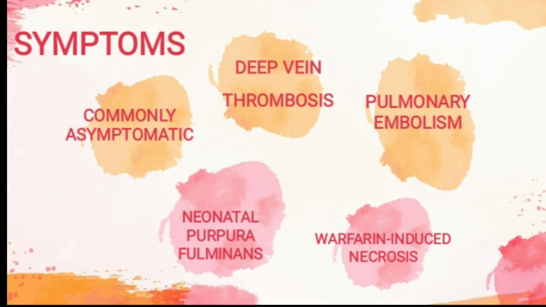A more serious presentation is neonatal purpura fulminans, which is when a newborn with protein C or S deficiency suffers massive arterial and venous thromboembolism with hemorrhagic skin necrosis. Finally, with protein C or S deficiency, there can be warfarin-induced skin necrosis, which means tiny thrombi can form in the blood vessels of the skin, causing skin necrosis.